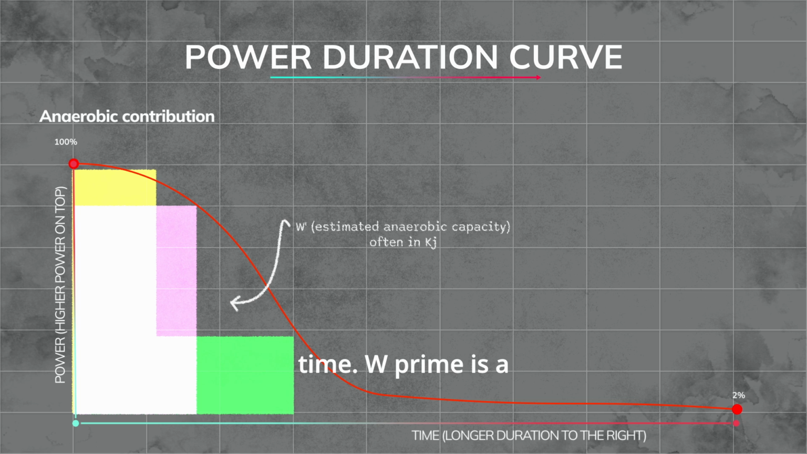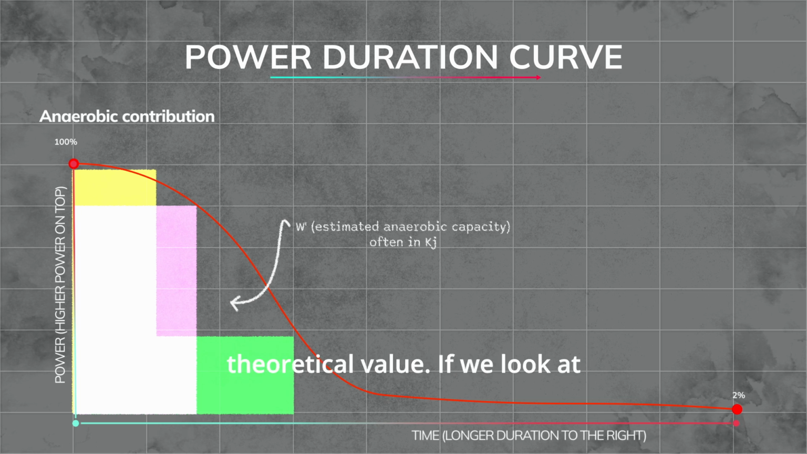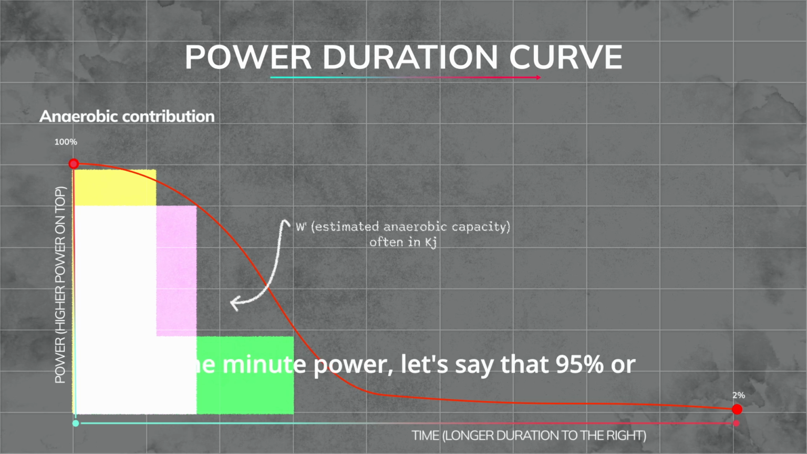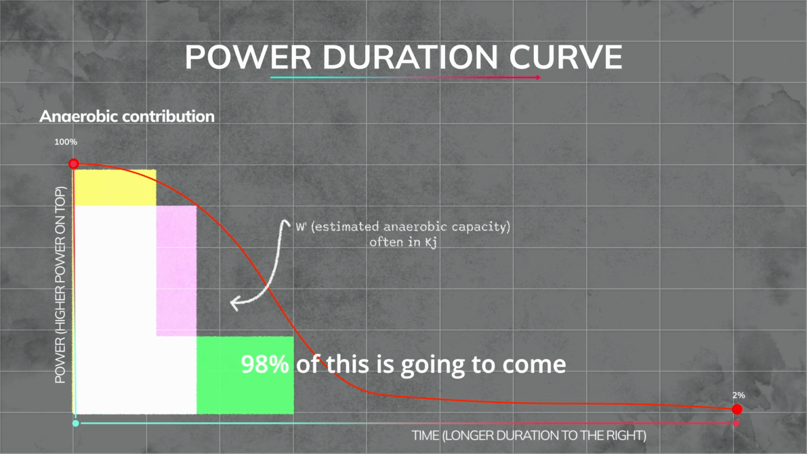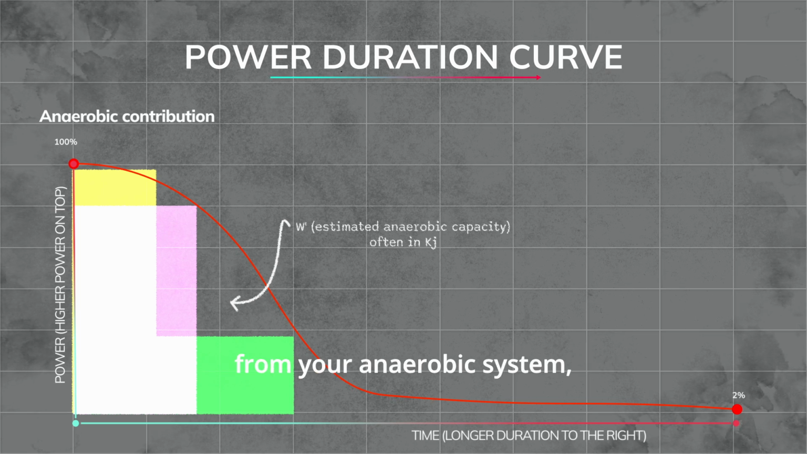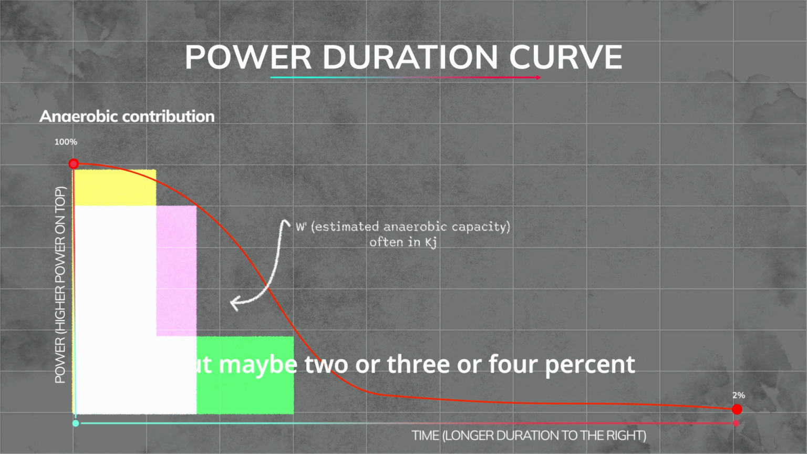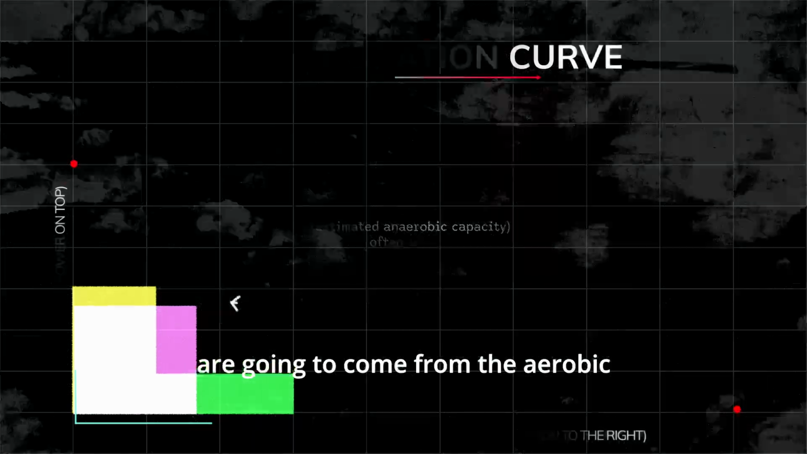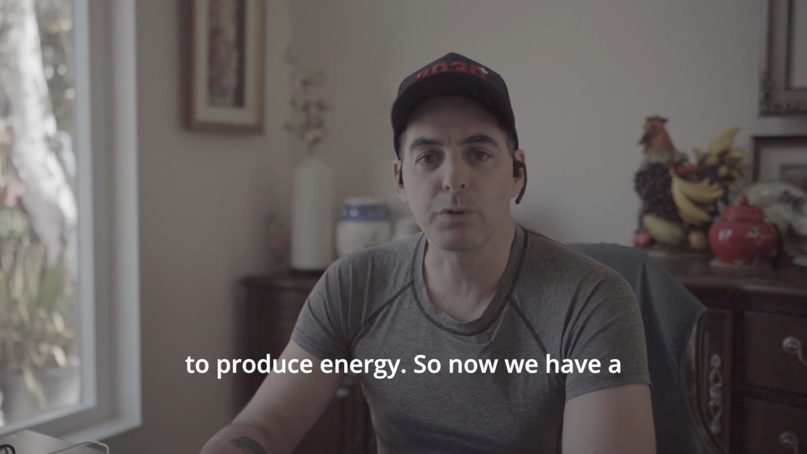W prime is a theoretical value. If we look at the 1 minute power, let's say that 95% or 98% of this is going to come from your anaerobic system, but maybe 2, 3, or 4% is going to come from the aerobic system, which is trying to produce energy.